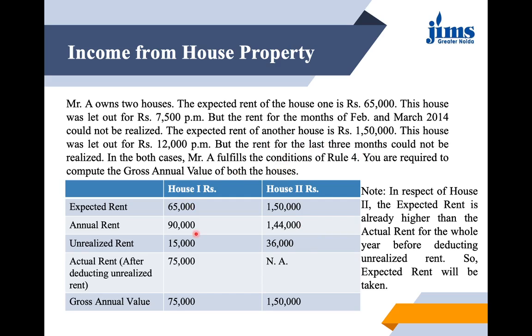And in this case, the rent of 2 months, that is February and March 2014, was not realized, so 7,500 into 2. Actual rent after deducting the unrealized rent, we know very well here is 75,000, and here in this case it is not applicable. Then you are able to obtain the gross value as 75,000 and here as 1,50,000. What has happened in respect of house 2, the expected rent is already higher than the actual rent for the whole year before deducting the unrealized rent. So for that purpose, the expected rent will be taken as the amount here.